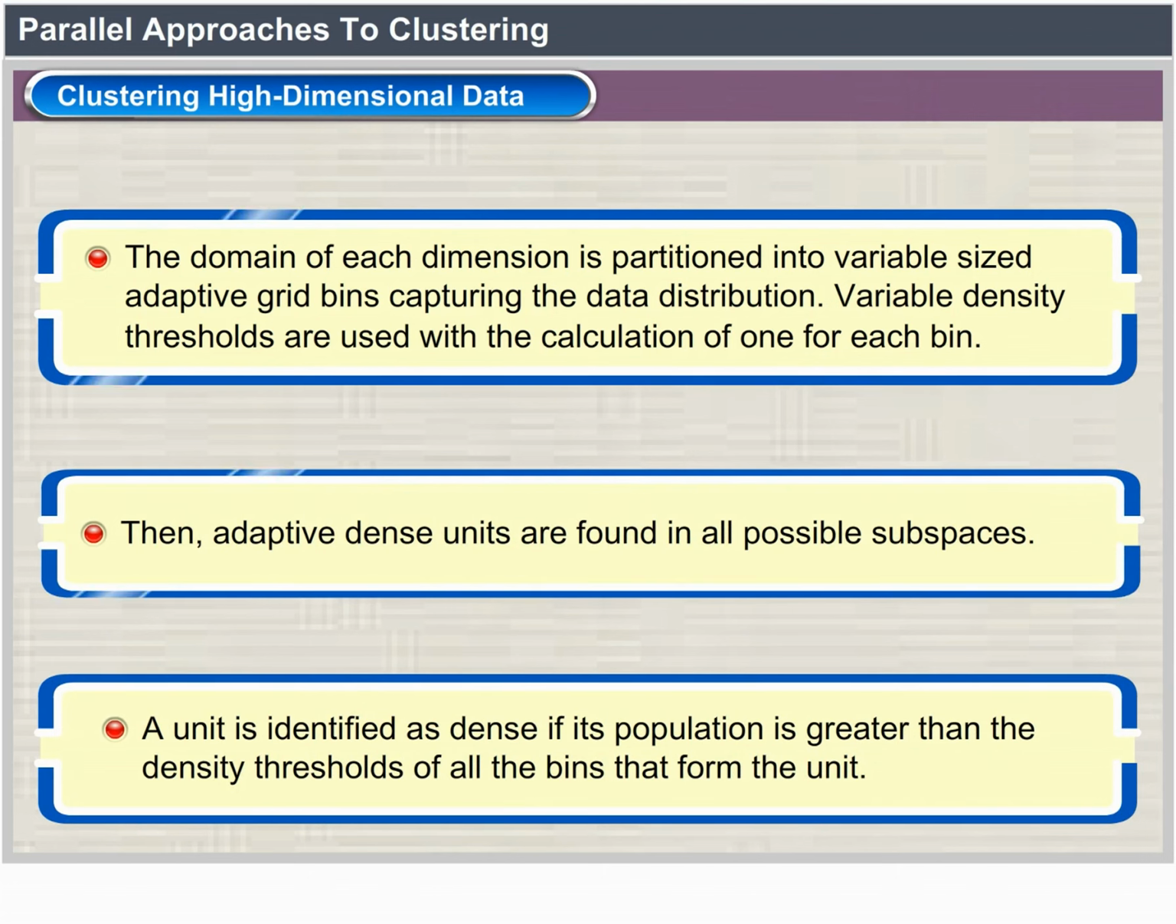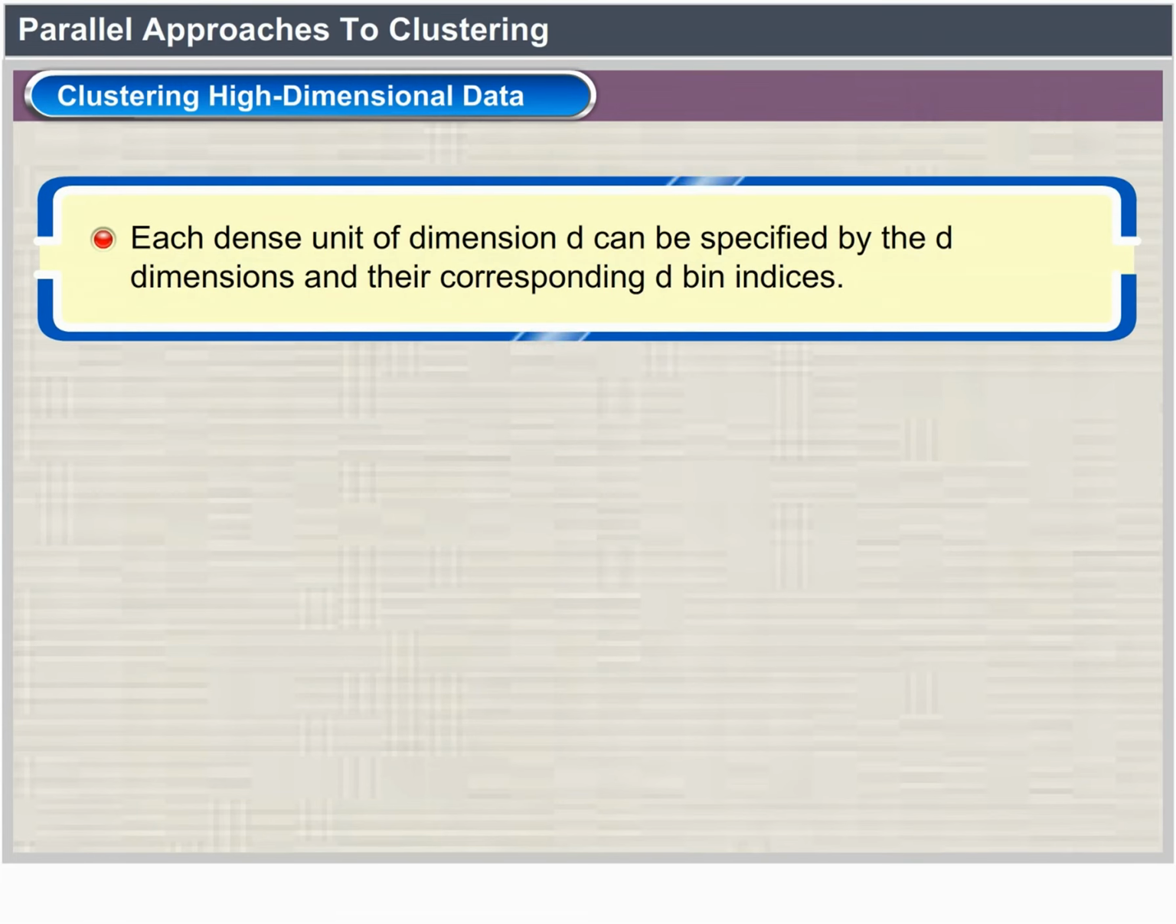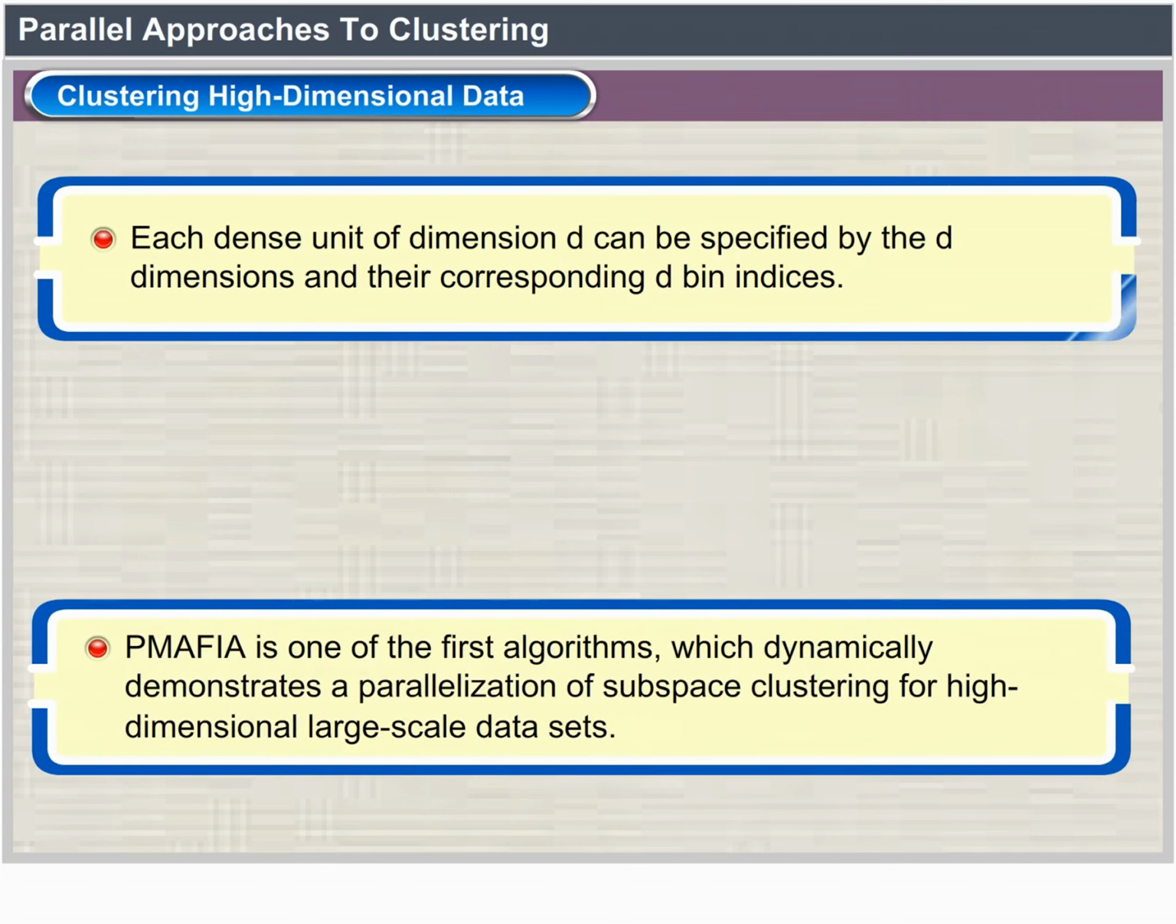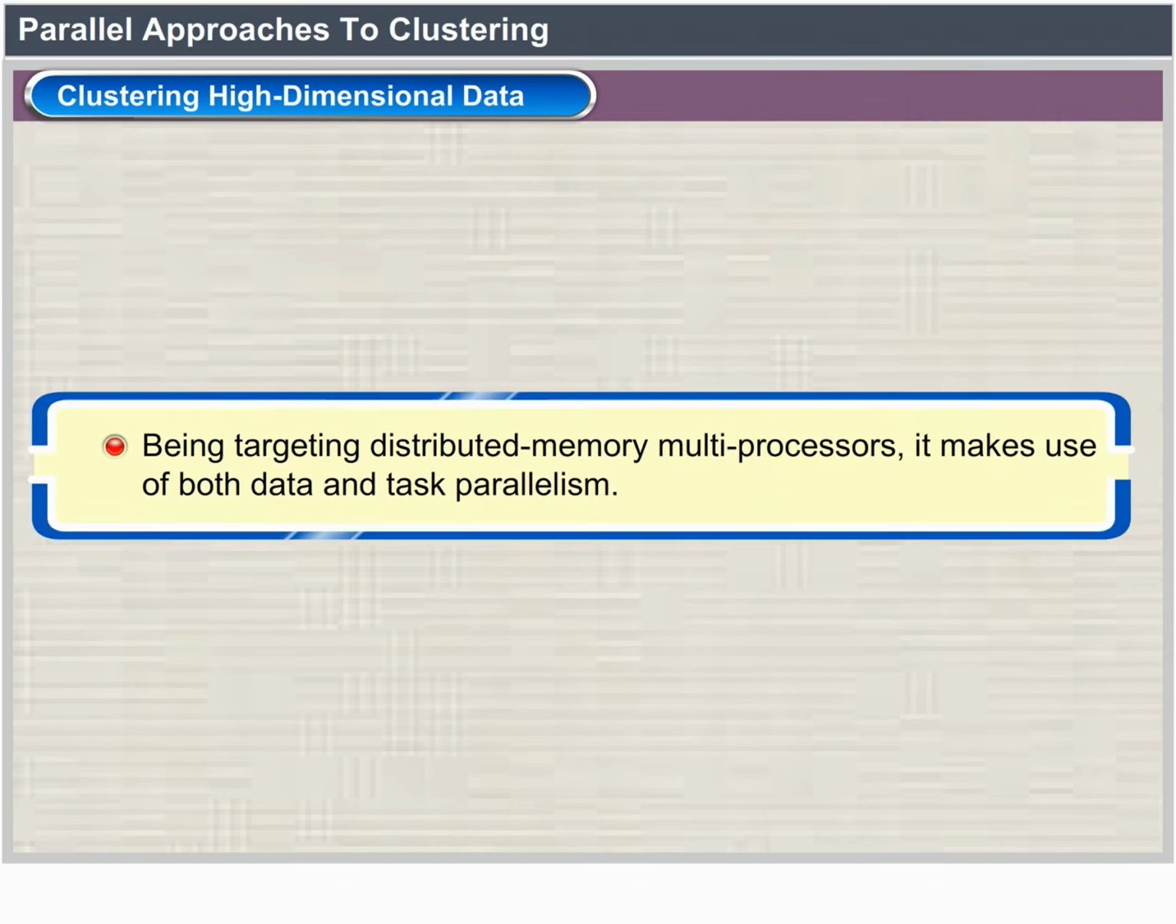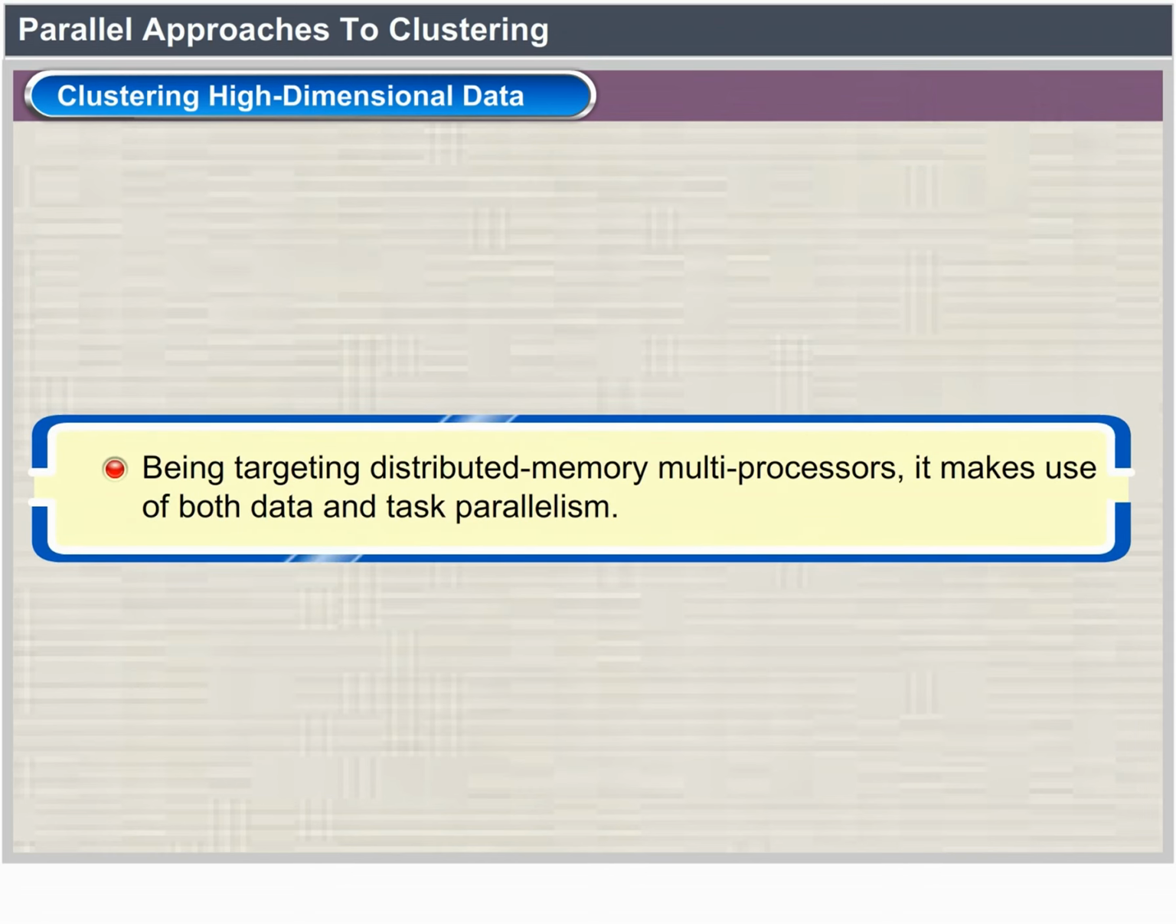Each dense unit of dimension D can be specified by the D dimensions and their corresponding D bin indices. pMAFIA is one of the first algorithms that demonstrate a parallelization of subspace clustering for high-dimensional large-scale datasets. Targeting distributed memory multiprocessors, it makes use of both data and task parallelism. The major steps are listed below.